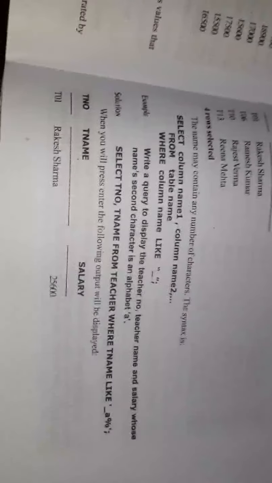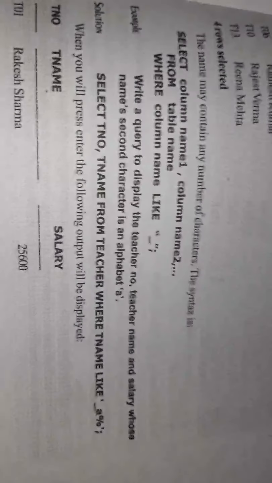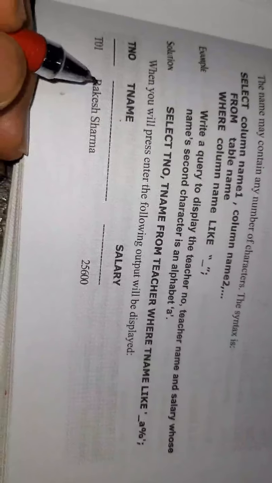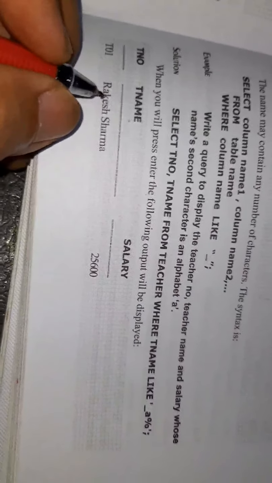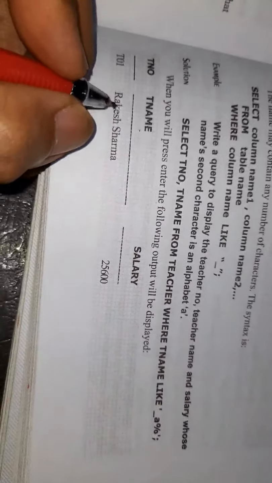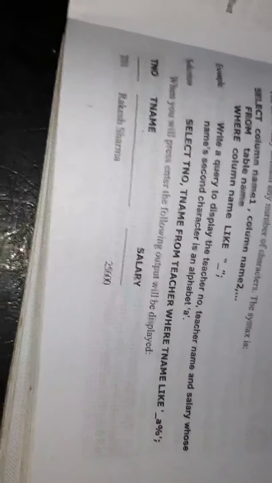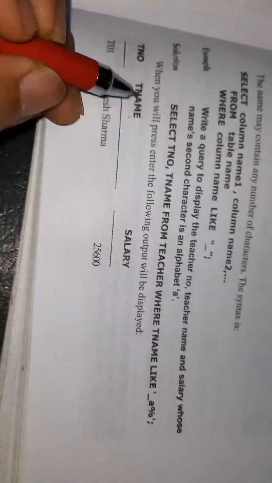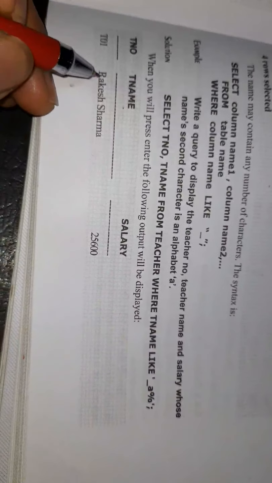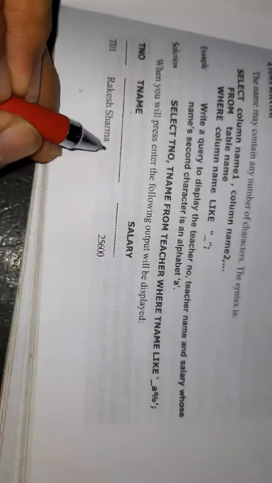And suppose the query is like: whose name starts with R, and the third character is K, and the last character is A. In that case, what we will do is write like 'R_K%A'.